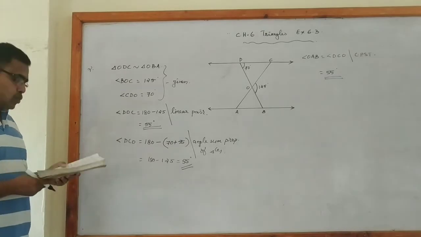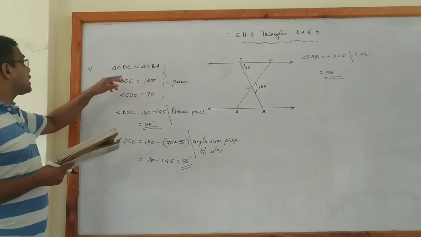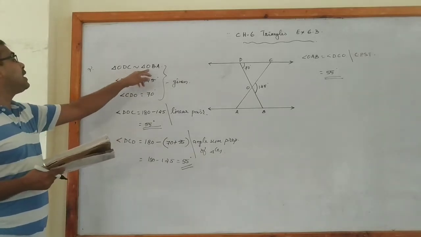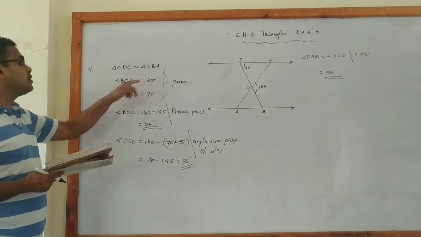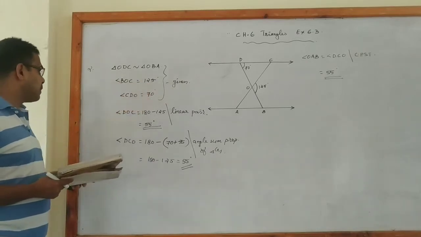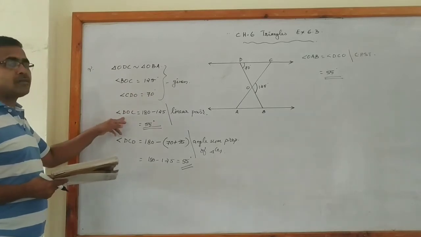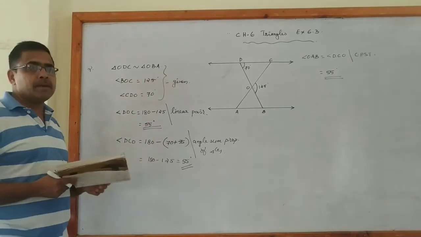Now see question number 2. In question number 2, what is given? In the figure, triangle ODC is similar to triangle OBA, it is given. Angle BOC equals 125 degrees, given. Angle CDO equals 70 degrees, given. We need to calculate the values of angle DOC, angle DCO and angle OAB.